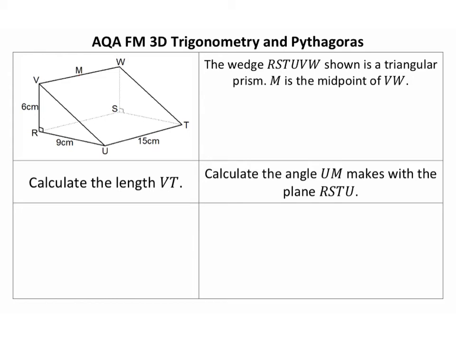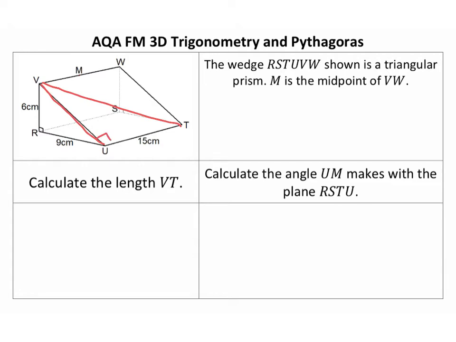Okay, we're looking at 3D Pythagoras here. Now, the key to this is being able to picture which length you're getting and use it in finding right angle triangles. So ultimately, we want to calculate the length VT. So that's that. Now, I'm going to need that length because my right angle is here.